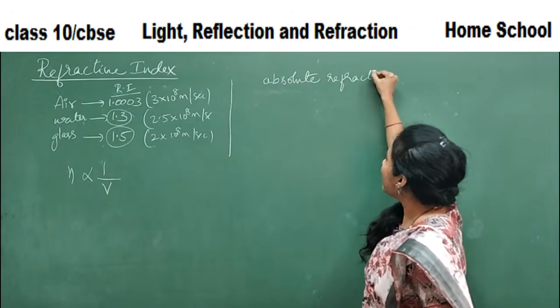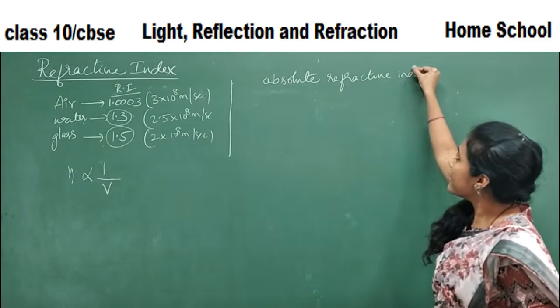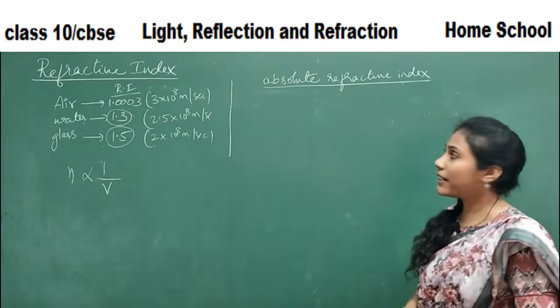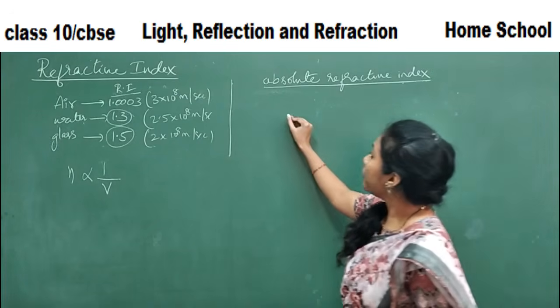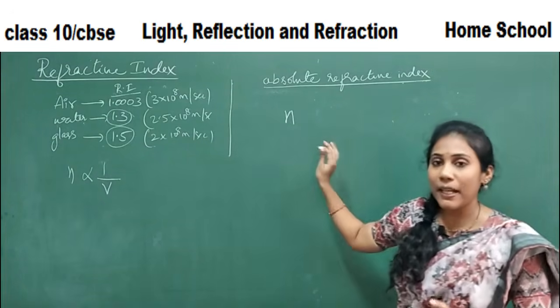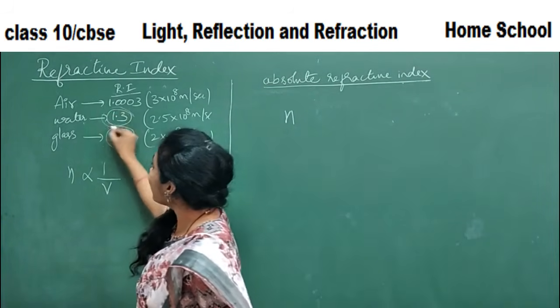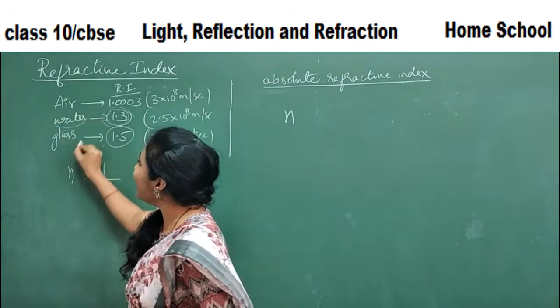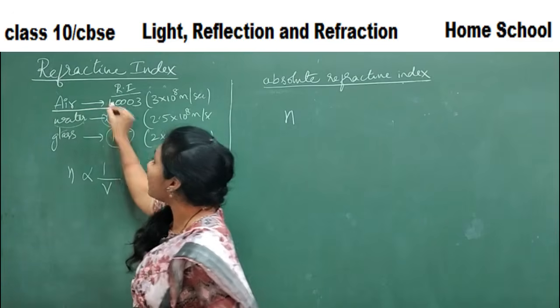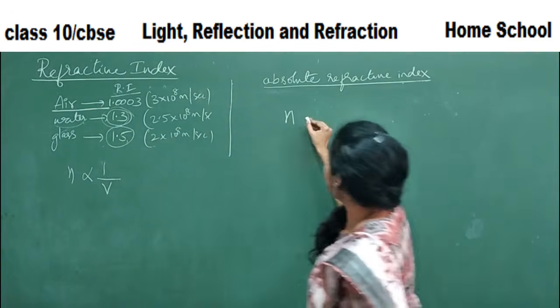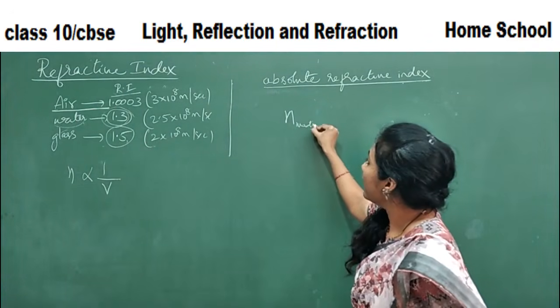So, a new term I have introduced here. What is this? Absolute refractive index. Say absolute refractive index. With the help of this formula, you can calculate refractive index of any medium with respect to air. Got to know? See the formula, observe carefully here.